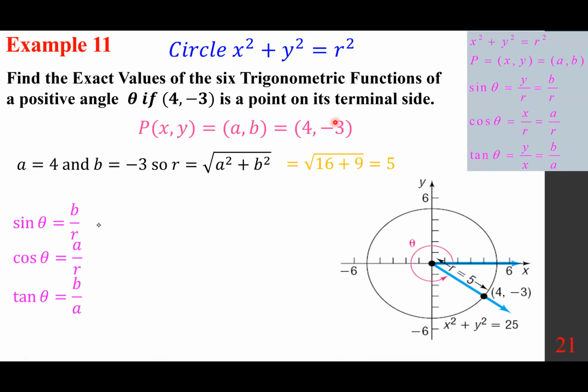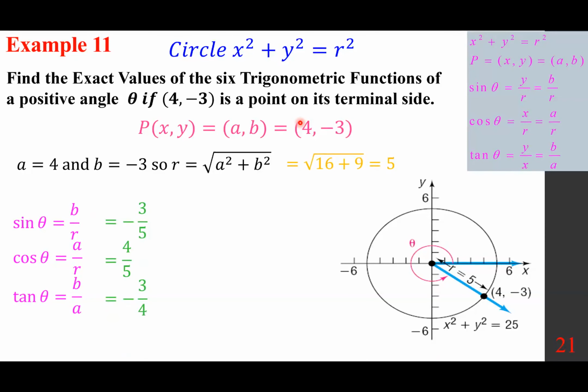So sine theta is b over r or y over r. Cosine theta is a over r or x over r. And tan theta is b over a. So those are the values. The rest of them are the reciprocals.